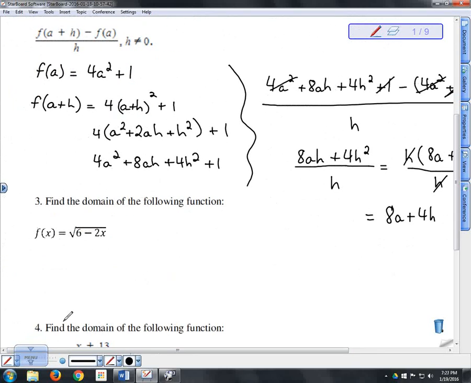Question 3, find the domain. This is still from section 2.1. The domain of a square root, or if this were a fourth root or a sixth root, any kind of even root, the way that you find the domain is you take the expression inside the root, in this case 6 minus 2x, and you set it greater than or equal to 0, and then solve the inequality. Remember, when you divide by negative 2 on both sides, you switch the direction of the inequality, and you get x is less than or equal to 3, so the domain is negative infinity to 3.